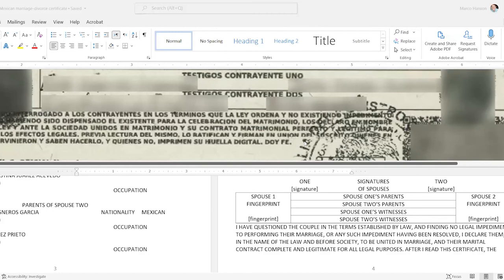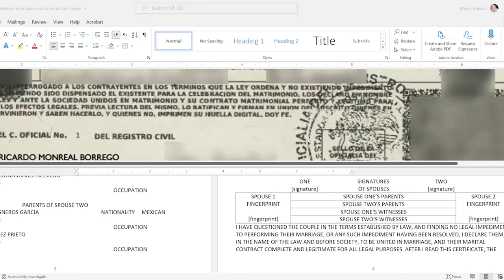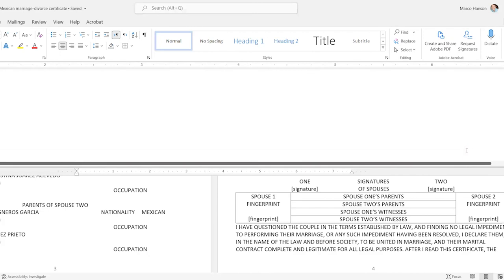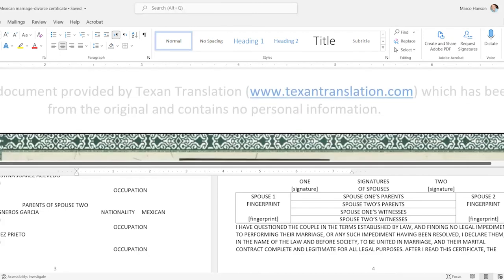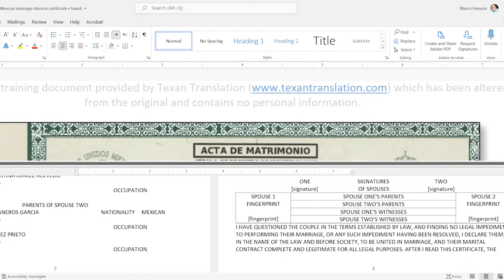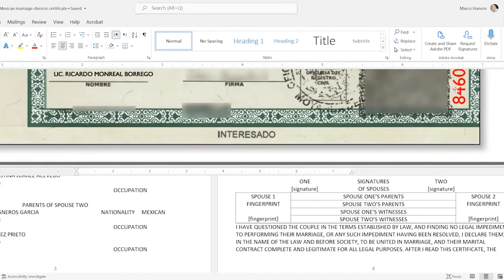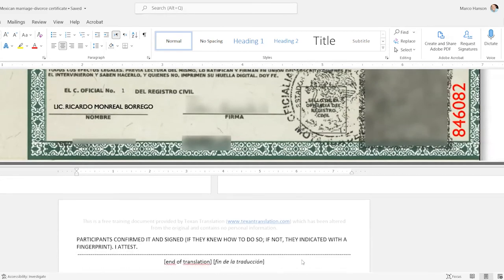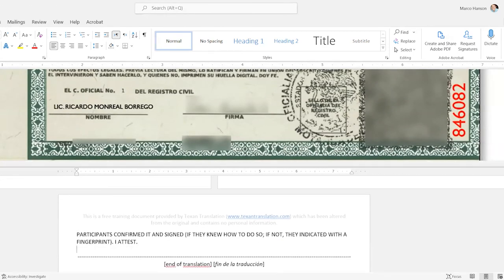Okay, I don't see any more questions, so I'm going to go on down to the footer here and make it a little smaller so it shows up better. It always jumps back up to the top when you change the size. Okay. I'm going to move this up. So now we just have signatures and stamps and numbers. So this is pretty straightforward.